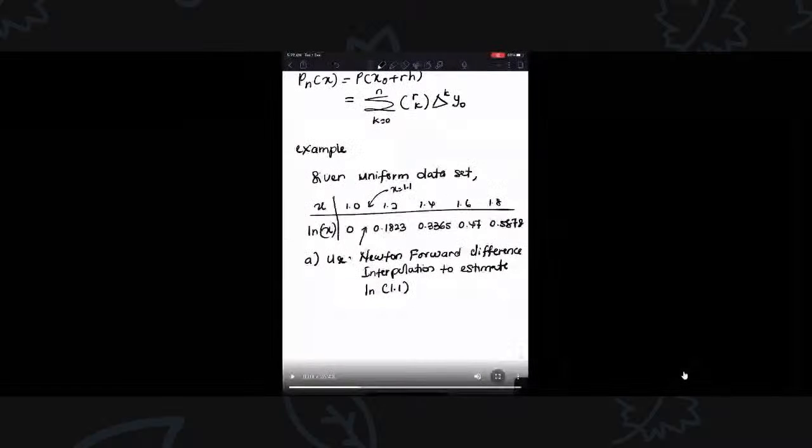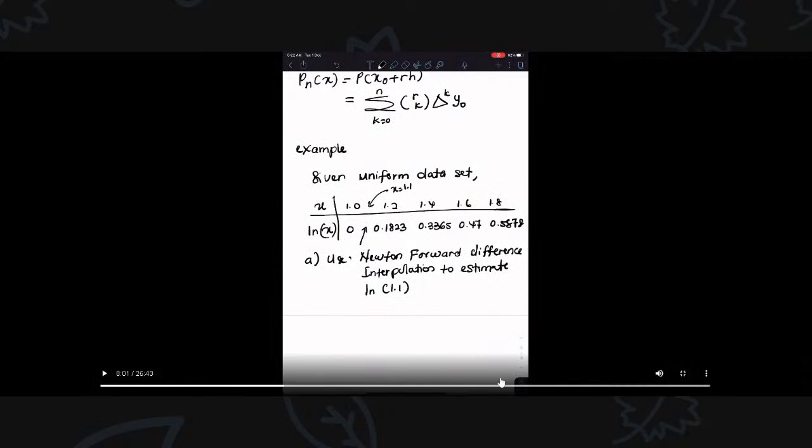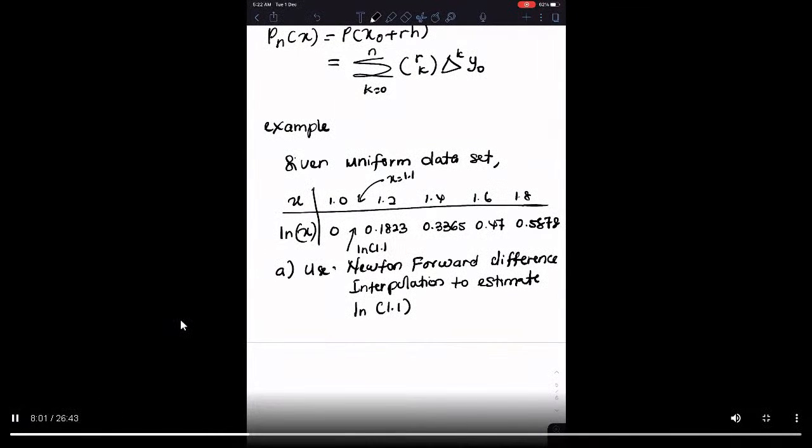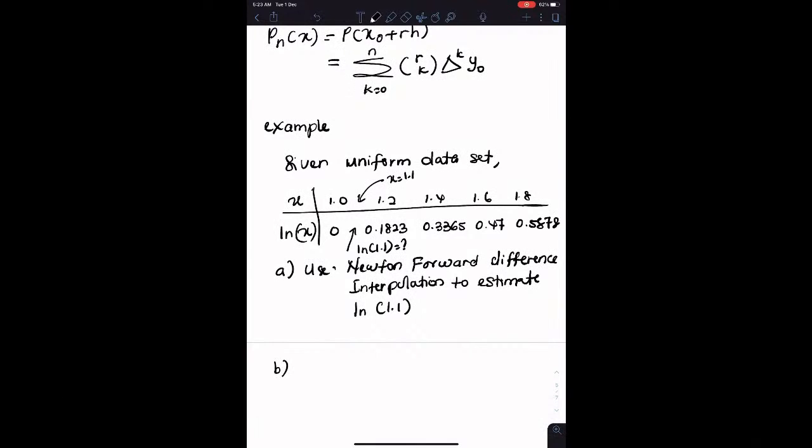So I go to finding the Newton forward for ln 1.1, and then the second question is what is r? You need to find what is r and what is h.